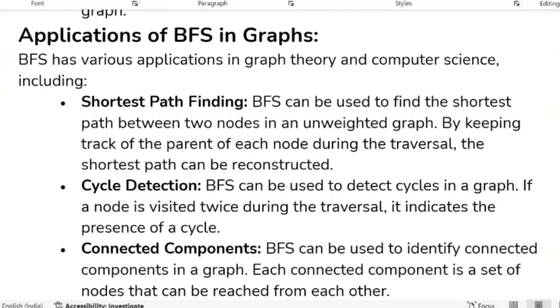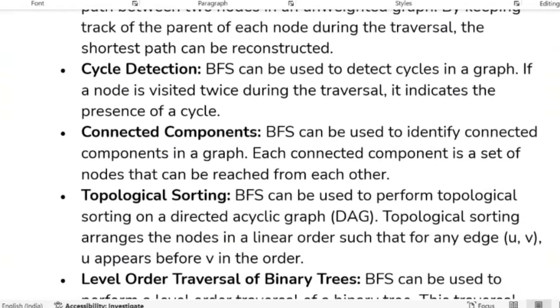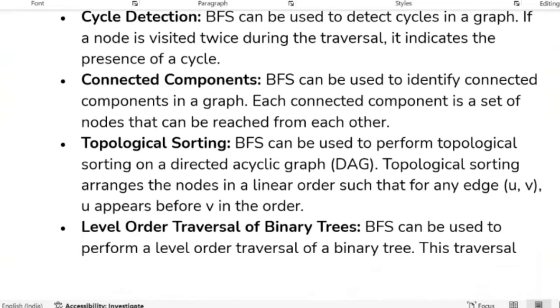Another application is cycle detection. BFS can be used to detect cycles in the graph. If a node is visited twice during the traversal, that indicates the presence of a cycle. Similarly, another application is to find whether components are connected or not. BFS can be used to identify connected components in the graph. Each connected component is a set of nodes that can be reached from each other. If one node can be reached from another node, we can say they are both connected.